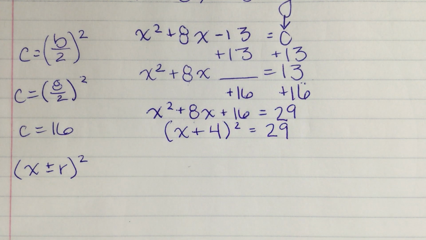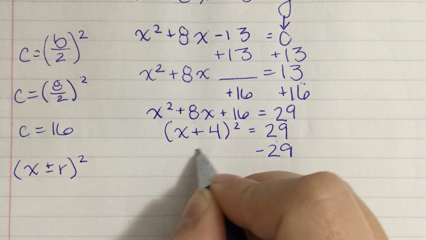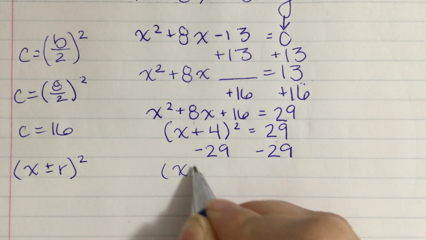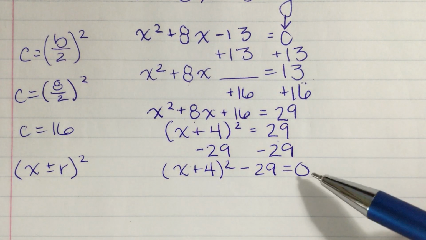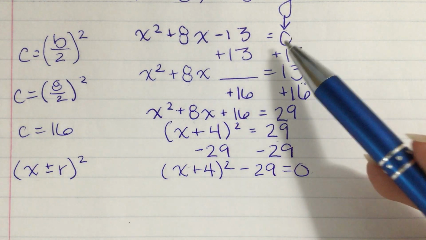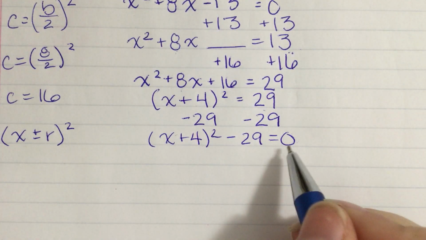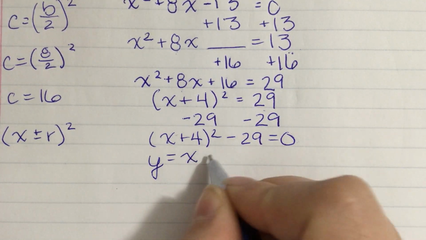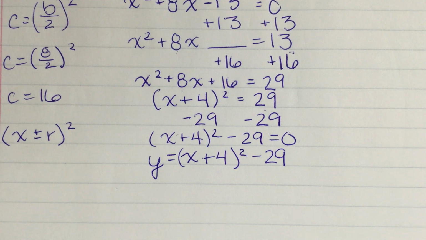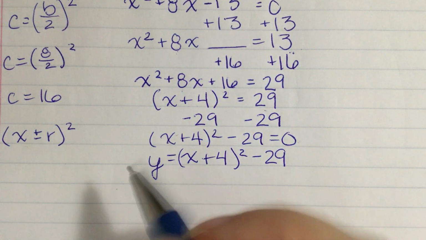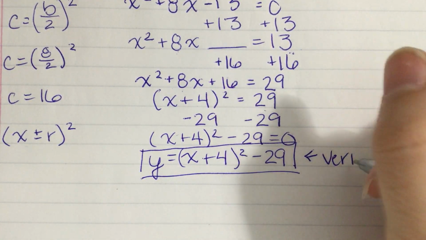Okay, our very last step is to move this 29 back over here. And you'll notice I now have the 0 here. And if we go all the way back up to the top, okay, you guys should remember that we changed our y into 0, so we're now just going to change that back. So my final equation is x plus 4 squared minus 29 is equal to y. And I just put that y back up at the front because it is the way that you guys are used to seeing it. So this is now your vertex form.